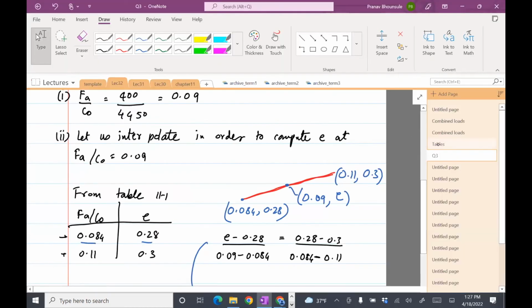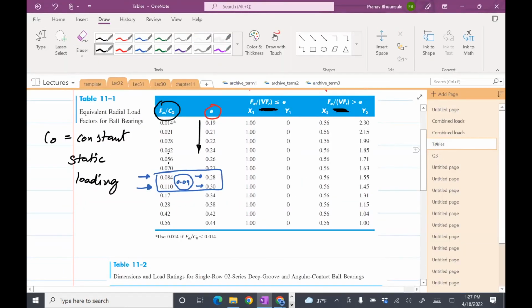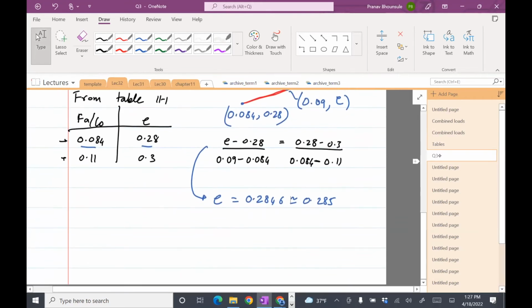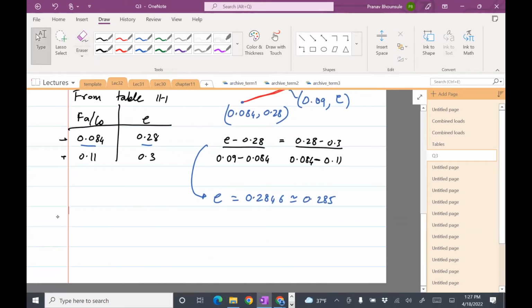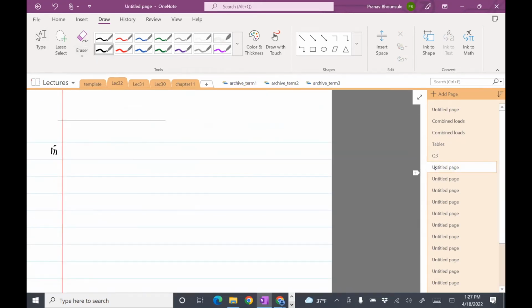So let's go back. We've computed the value of E here. Now we need to identify if it's X1, Y1 or X2, Y2 that we want. For that, we need to figure out this ratio, FA divided by V FR. So next step, third step. Let's compute FA divided by V FR.